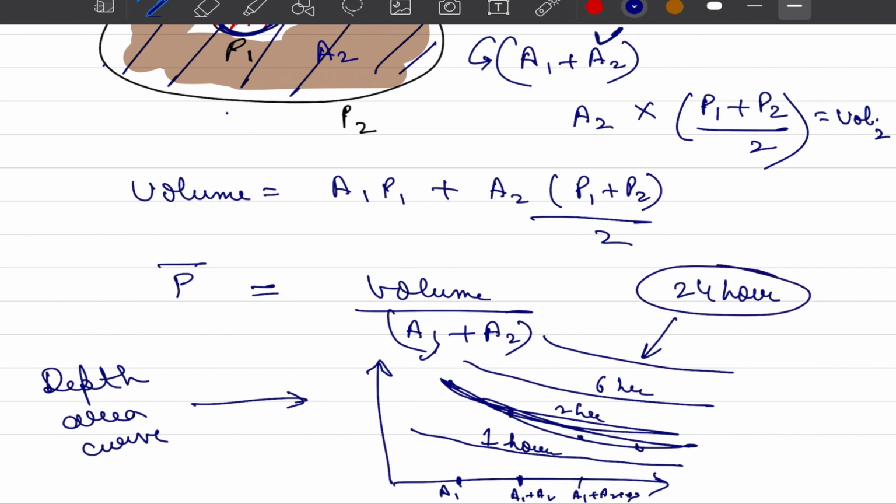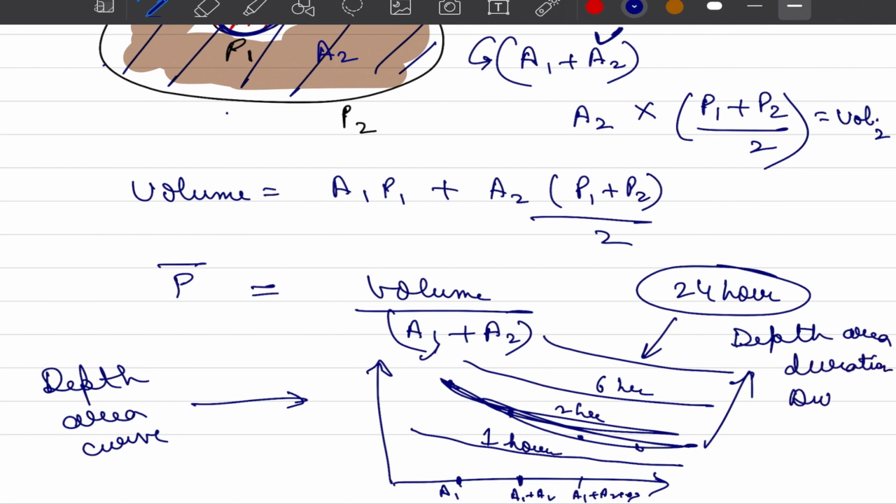Because you can imagine if a particular storm has poured precipitation over a 24-hour period, it is expected on average to pour more depth, and hence the average depth would be higher as compared to a 1-hour storm that we are measuring. So these relationships where we also account for duration are called depth area duration curves.